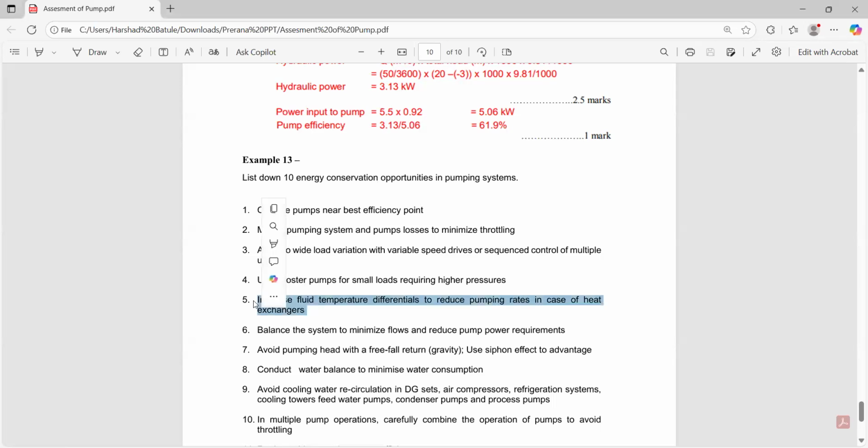Increase fluid temperature differential to reduce pumping rates in case of heat exchanger. Means MCP delta T, you can increase delta T. So your mass flow rate can be lowered. And if mass flow rate is lowered, the work to be done is getting lowered.